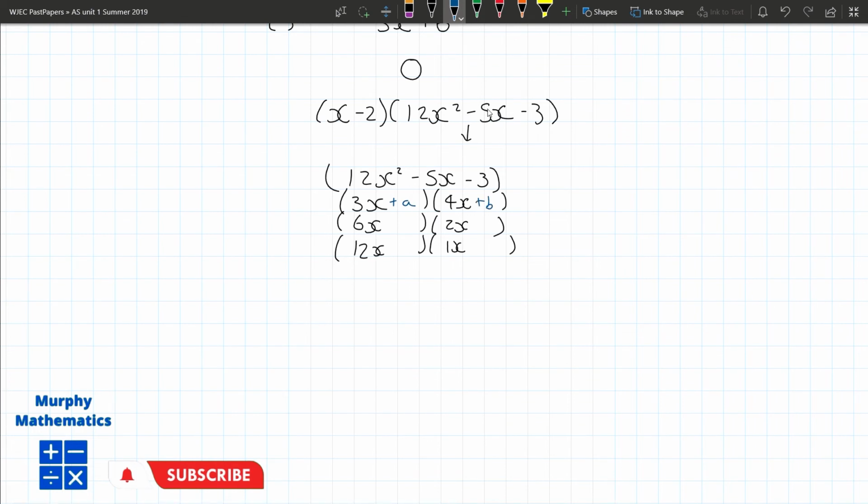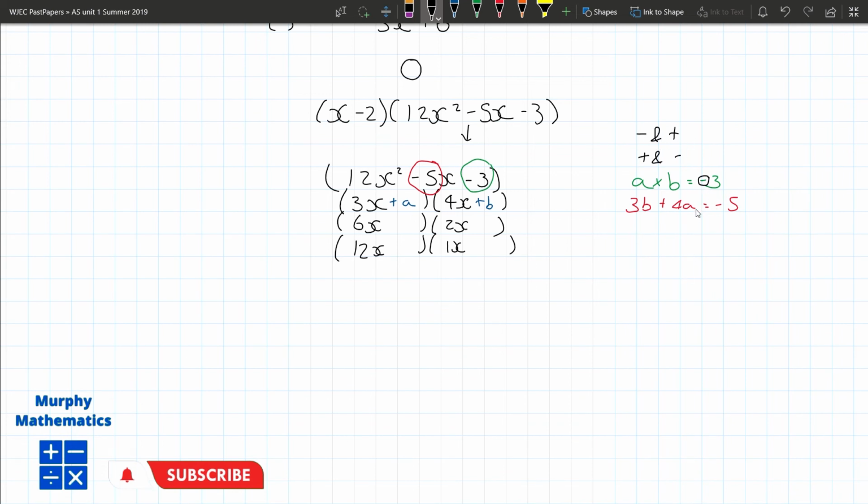So I'm going to write down my two equations. So I know to get minus 3, I needed to times a times b. So a times b equals minus 3, my first equation. Then for minus 5, it's going to be 3 times b, so 3b plus 4a equals minus 5. Great, so now we know that because we have a minus sign here, we're going to have a plus and a negative, or a negative and a plus.